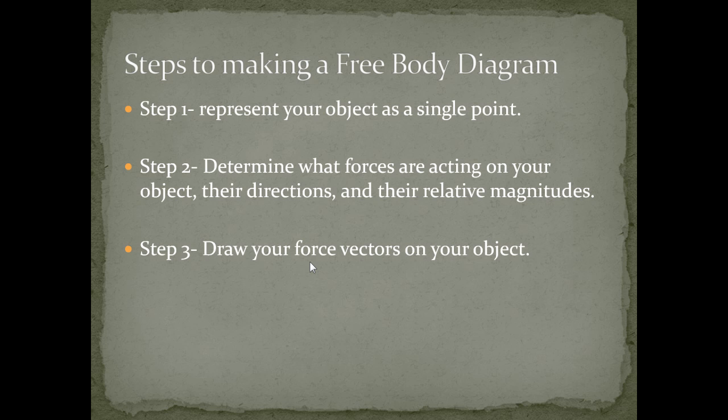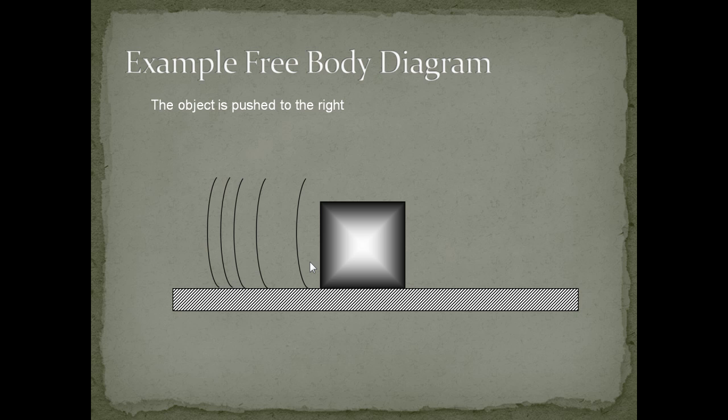Step 2, determine what forces are acting on your object, their directions, and their relative magnitudes. Some people like to break this down into looking at the field forces first and then the contact forces. We will look at that also. And then step 3 is you're going to draw your force vectors on the single point that you summed up all your object to be. So here we go. We're going to do an example.